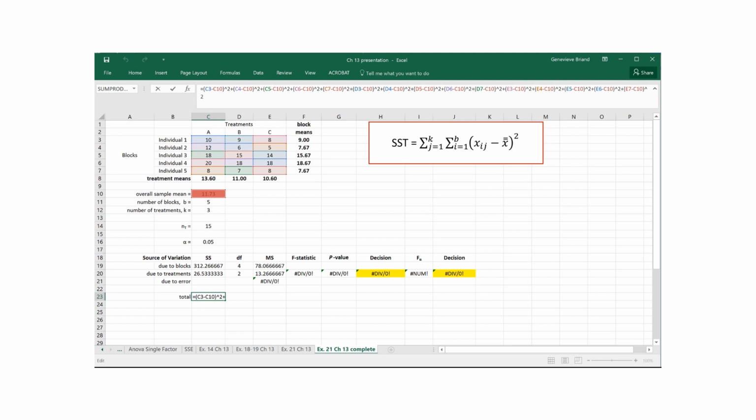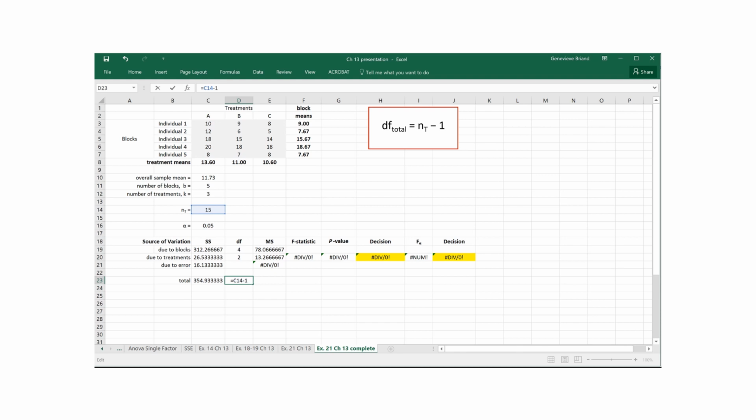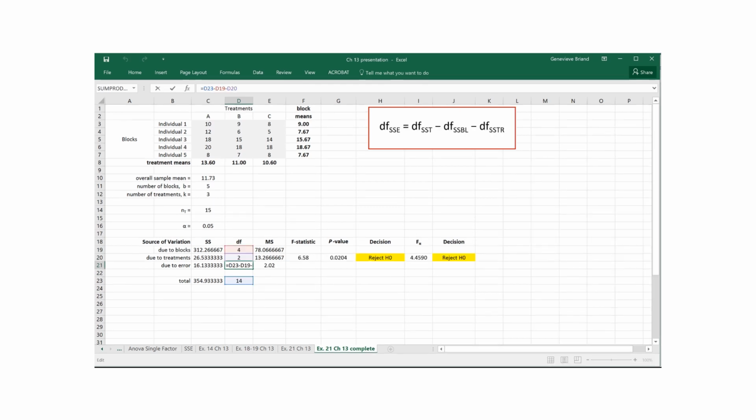Next we compute the total sum of squares. So error sum of squares is total sum of squares minus sum of squares due to blocks and sum of squares due to treatments. Total degrees of freedom is the total number of observations in the whole data set minus 1, and degrees of freedom for sum of squares due to error are degrees of freedom total minus degrees of freedom from sum of squares due to blocks and degrees of freedom from sum of squares due to treatments.